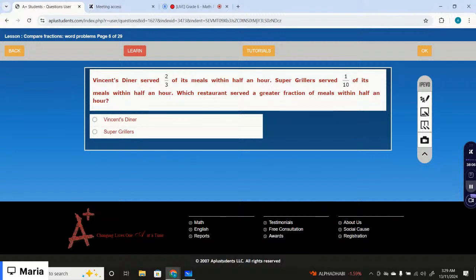Vincent's Diner served two-third of its meals within half an hour. Super Grillers served 1/10 of its meals within half an hour. Which restaurant served a greater fraction of meals within half an hour? So, which is the correct option?